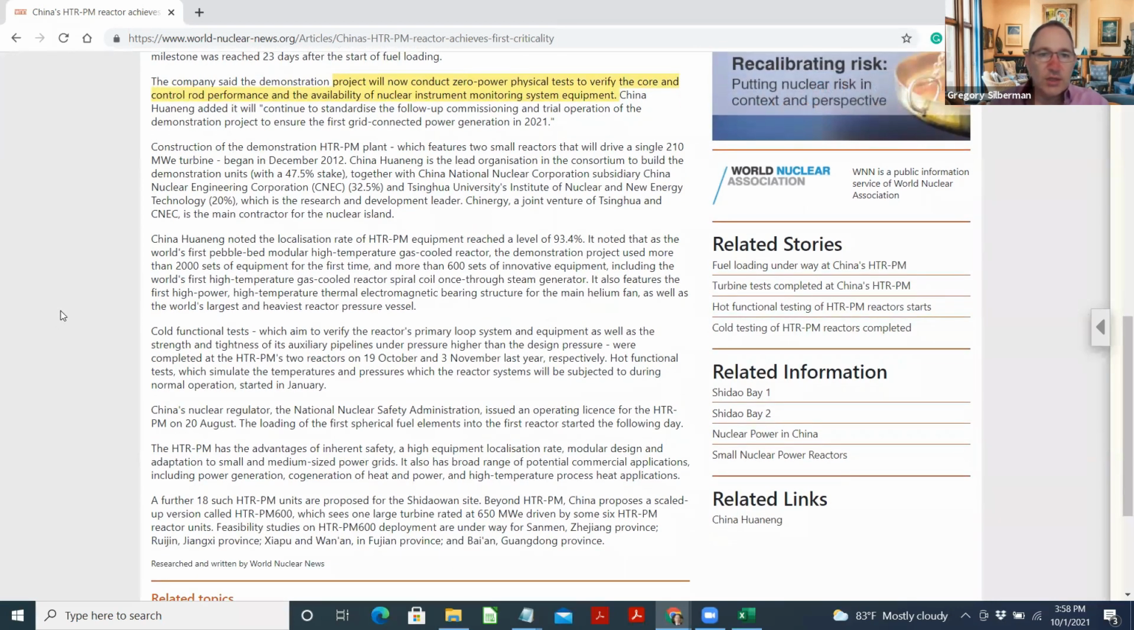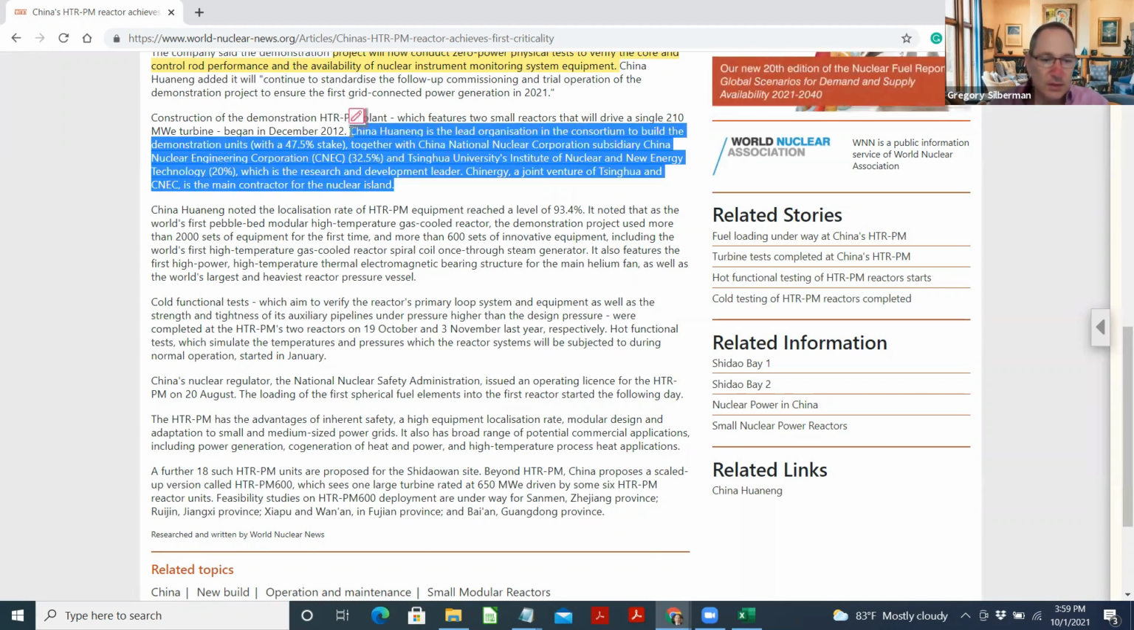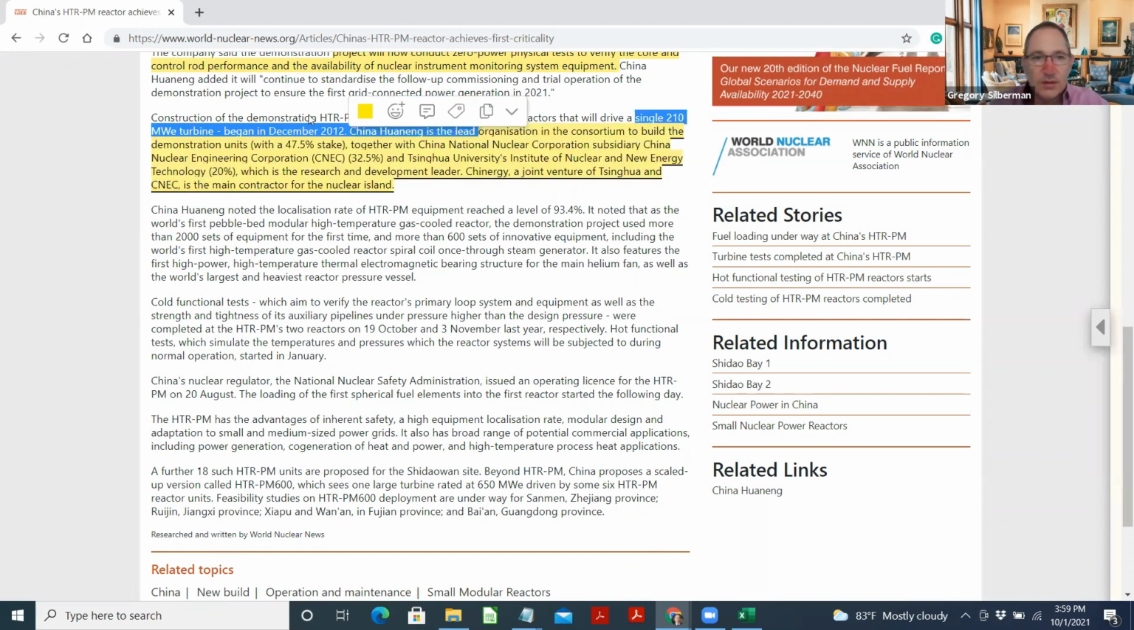Construction of the demonstration HTR-PM plant, which features two small reactors that will drive a single 210 megawatt turbine, began in December 2012. China Huaneng is the lead organization in the consortium to build the demonstration unit with a 47.5% stake. Together with China National Nuclear Corporation subsidiary, China Nuclear Energy Corporation, CNEC, and Tsinghua University's Institute of Nuclear and New Energy Technology, 20%, which is the research and development leader. Chinergy, a joint venture of Tsinghua and CNEC, is the main contractor for the nuclear island. All right, get to know some of the players in the space, very important. And of course, 210 megawatt turbine.